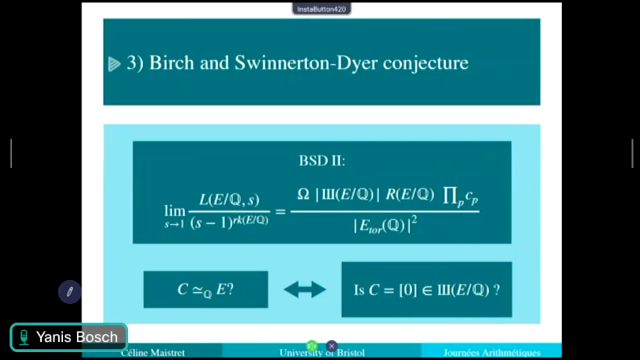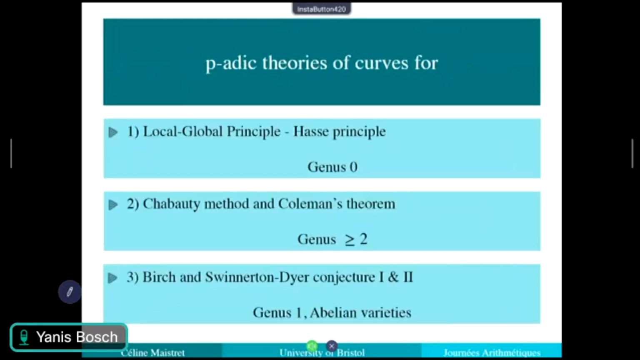Okay, so these are the three main bridges. There are more, but I won't discuss them. These are the three bridges that I wanted to present. So we've seen the local-global principle for genus 0, Chabauty's method and Coleman's theorem for genus 2 and higher, and then we've seen the Birch and Swinnerton-Dyer conjecture for genus 1 curves. But I should mention that BSD is not only for genus 1. Genus 1 is just dimension 1 of abelian varieties, and the Birch and Swinnerton-Dyer conjecture is really a conjecture about abelian varieties.